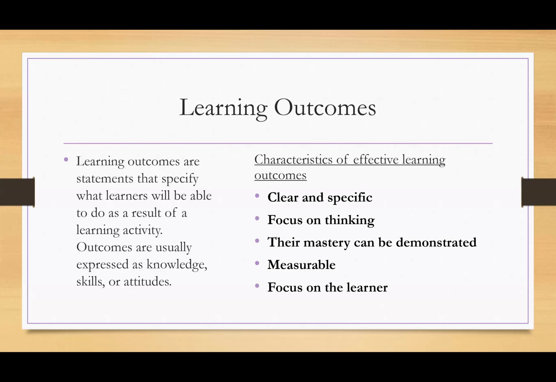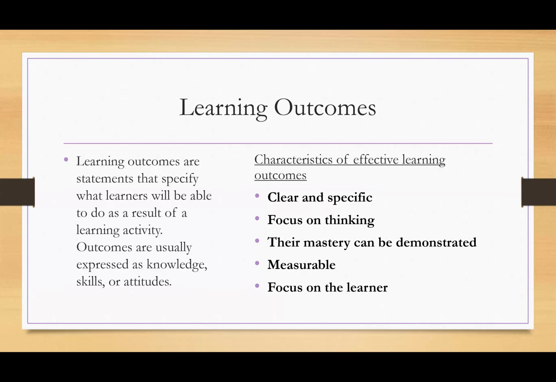Characteristics of effective learning outcomes are summarized in 5 main key points. Number 1, clear and specific. Clearly articulate what students should know and be able to do, while avoiding vague or general statements that make it difficult to determine whether the outcome has been achieved or not.